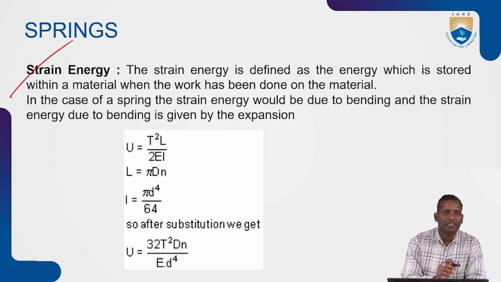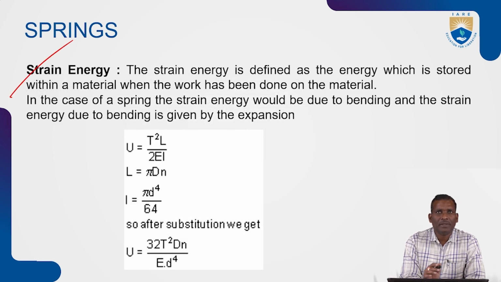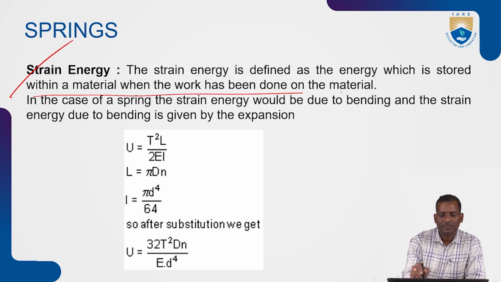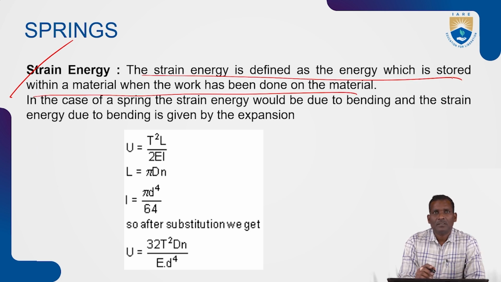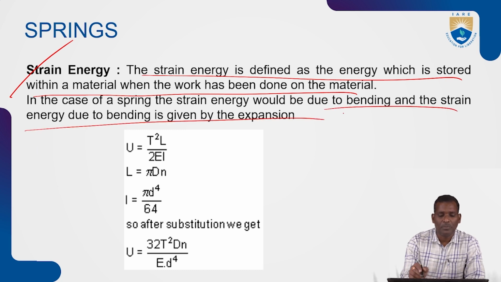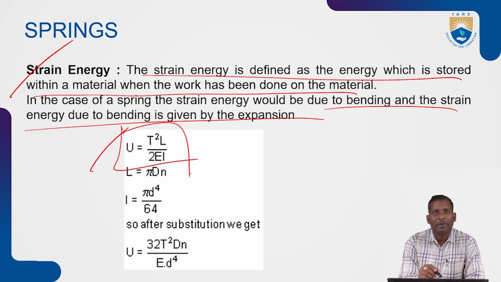Now coming to the strain energy. The strain energy is defined as the energy which is stored within a material when work has been done on the material. Whenever work has been done on the material, some energy is stored internally. That energy is called strain energy. In the case of a spring, the strain energy due to bending is given by U is equal to T square L by 2E.